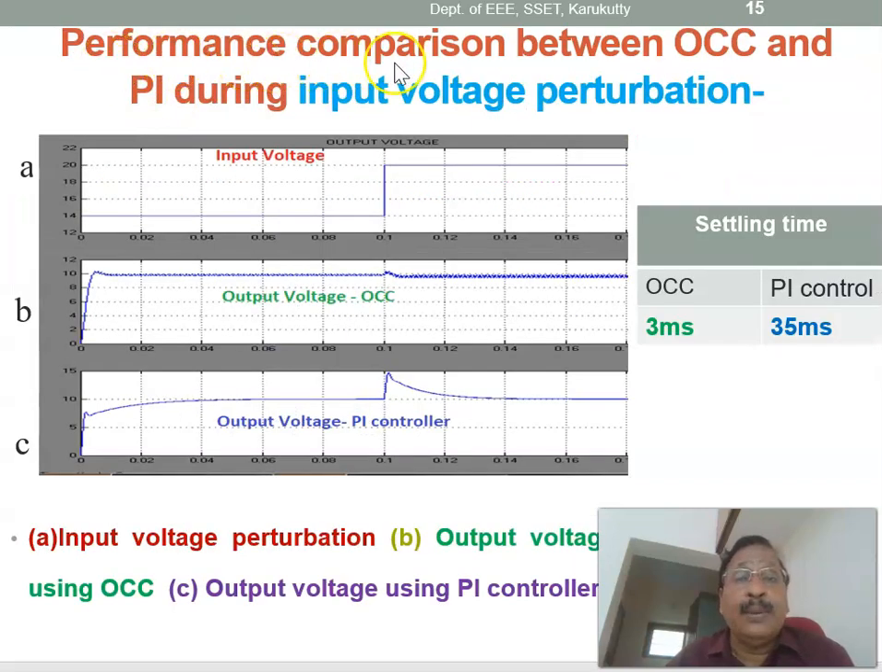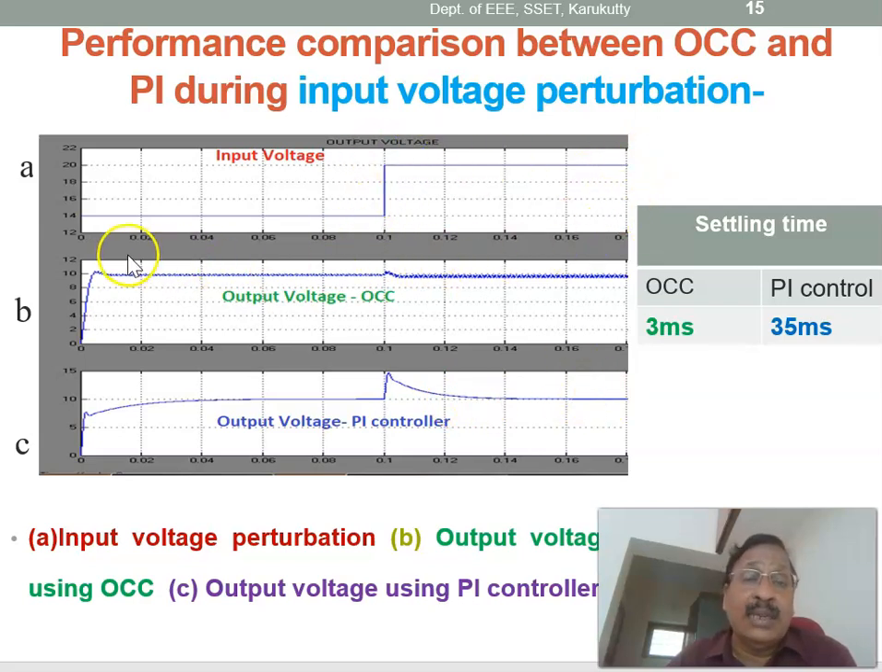Now let us compare the performance of OCC and the PI controller when an input voltage perturbation is there. Already we have seen the input voltage perturbation. This is the output voltage with OCC. But with the PI controller, the overshoot is more, as well as the settling time. The overshoot is less in one cycle control, but it is more in the PI controller, and the settling time also increases when the input voltage perturbation is there.